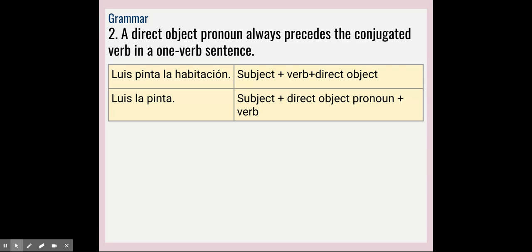Rule number 2. A direct object pronoun always precedes the conjugated verb in a one-verb sentence. Luis pinta la habitación. Luis la pinta. So notice, Luis pinta la habitación, subject, verb, direct object. Luis la pinta, subject, direct object pronoun, and then verb.